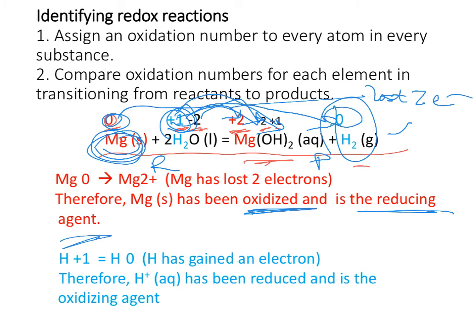So hydrogen has gained an electron. Therefore, hydrogen has been reduced. And remember that vocabulary from a couple slides ago. Anything that has been reduced is also called the oxidizing agent.